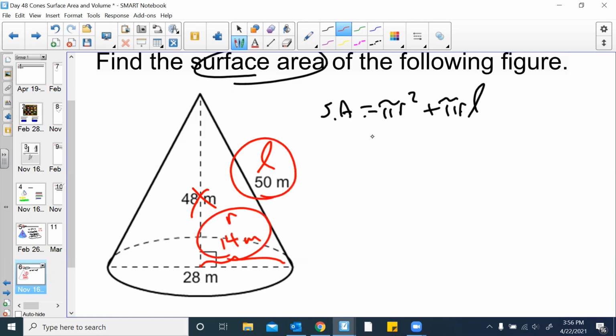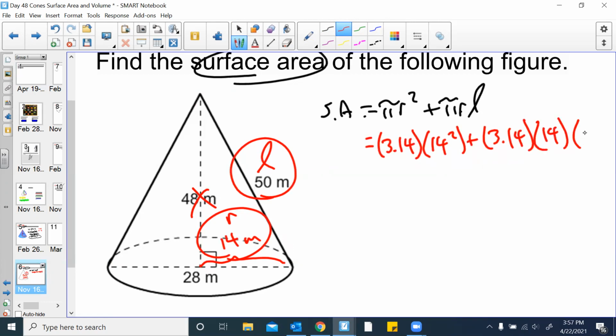All right, so we have our two pieces. We're just going to plug them in, and remember, I'm going to put 3.14 for pi. R squared will be 14 squared, plus 3.14 for pi times 14 again times 50. So really, this isn't even math. I mean, it's math for sure, but it's not doing anything crazy. You're just finding the pieces and plugging them in.